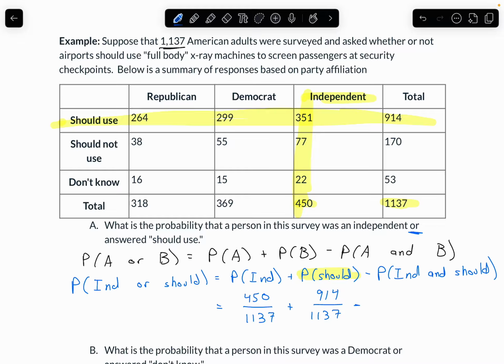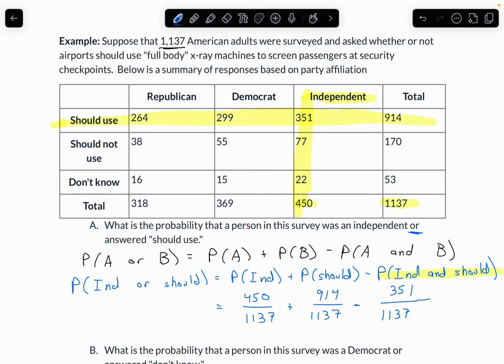The thing that we often forget when we're calculating "or" probabilities is this minus the probability of A and B. That's because we've counted this number twice. We've counted the 351 individuals with both the independent group and the should use group. So for that last part, the probability that they are both independent and should use, what's the overlap between those two? How many people are both independent and said we should use them? Well, there's 351 of those individuals divided by 1,137.